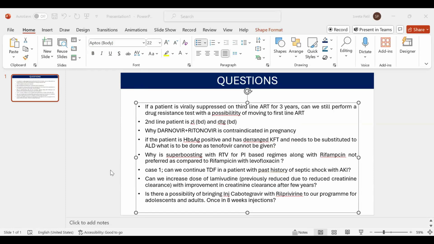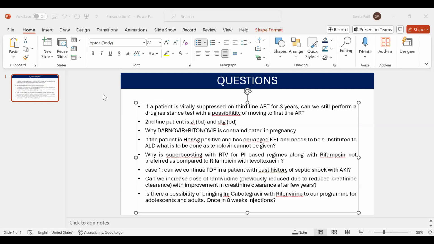There is complete intolerance. Whenever we had tried the super boosting, there was a lot of patient intolerance. So many drugs and the patient had severe gastritis. So this is much easier. However, there is a concern for resistance.